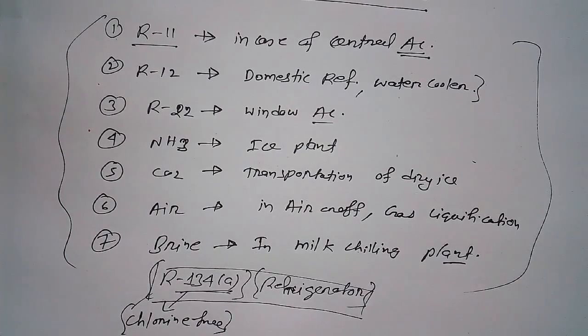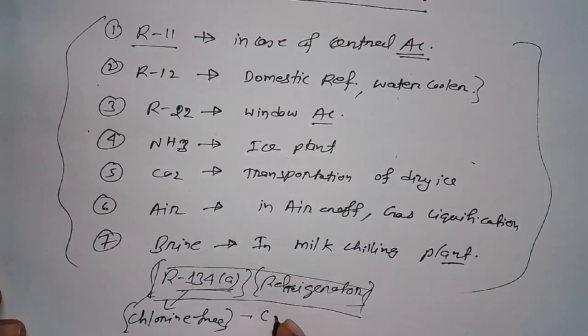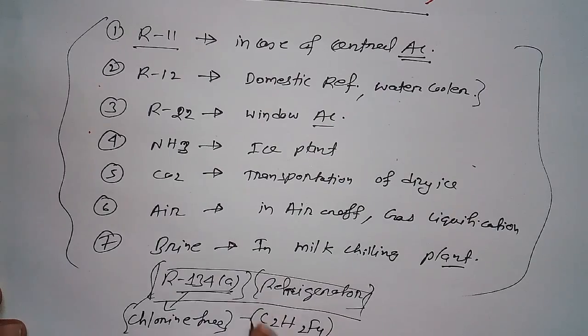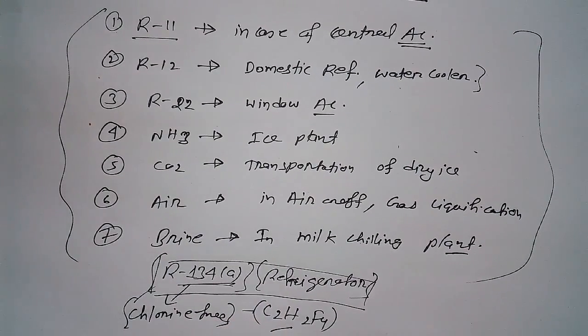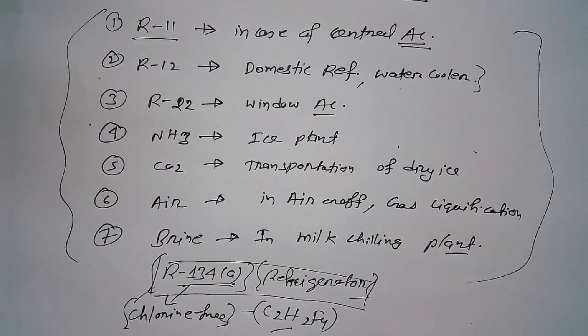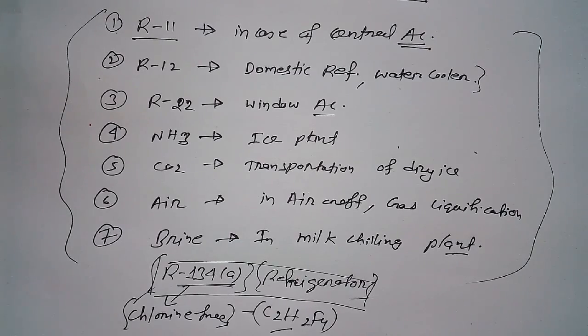That means if you see the chemical name of this refrigerant, then we can easily understand what type of refrigerant it is and why we are using it nowadays in domestic refrigerator, because its chemical name is C2H2F4. We don't have a chlorine atom here. And the problem is with a refrigerant which has a chlorine atom, just like this one and this one, we have chlorine atom.